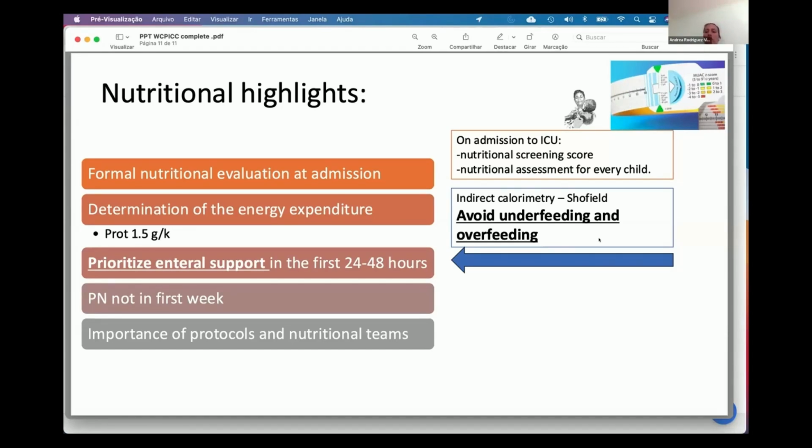as was said in all the workshop. The minimum protein intake needs to be 1.5 grams per kilo. We need to prioritize enteral support in the first 24-48 hours. Parenteral nutrition, not in the first week, is the recommendation of the guidelines. And to highlight the importance of having protocols and nutritional support teams just for this kind of child in the ICU. Thank you so much.